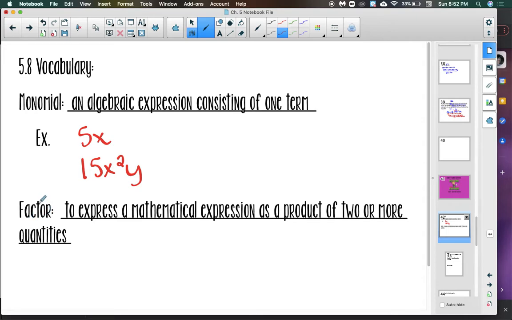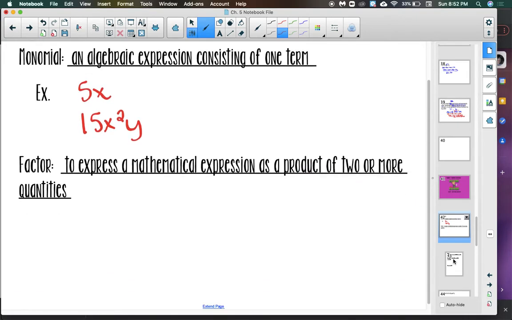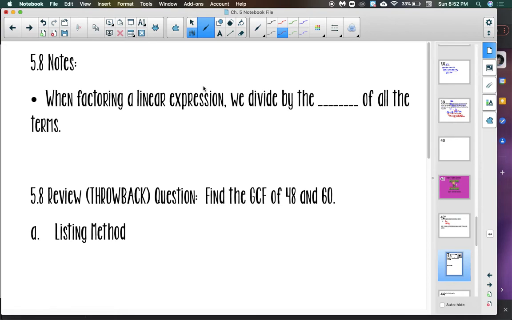Factor. You've heard the word factor before in 5th grade and 6th grade. This factor is a little bit different. This is the process of factoring, so this is actually a verb. If I ask you to factor an algebraic expression, that means I want you to express that expression as a product of two or more quantities. So we're going to write that expression as a multiplication problem.